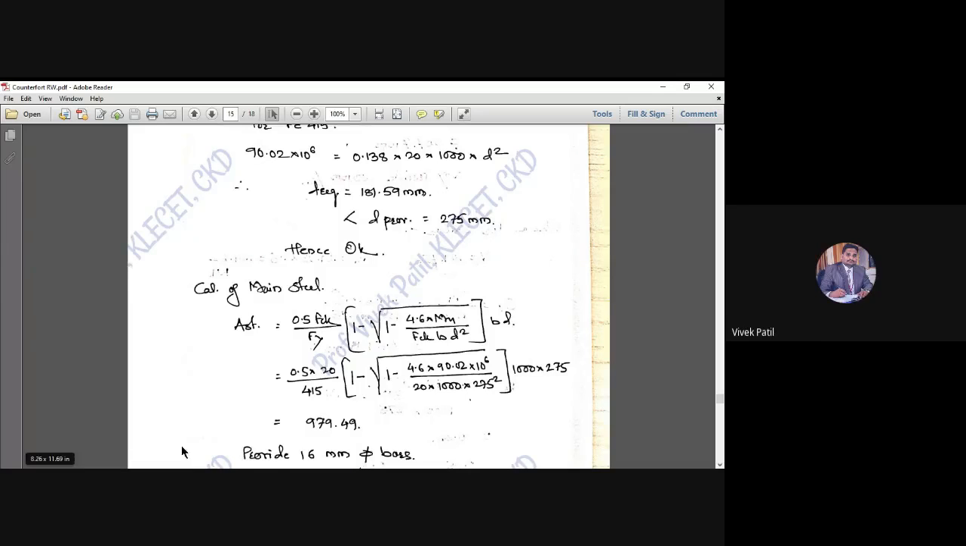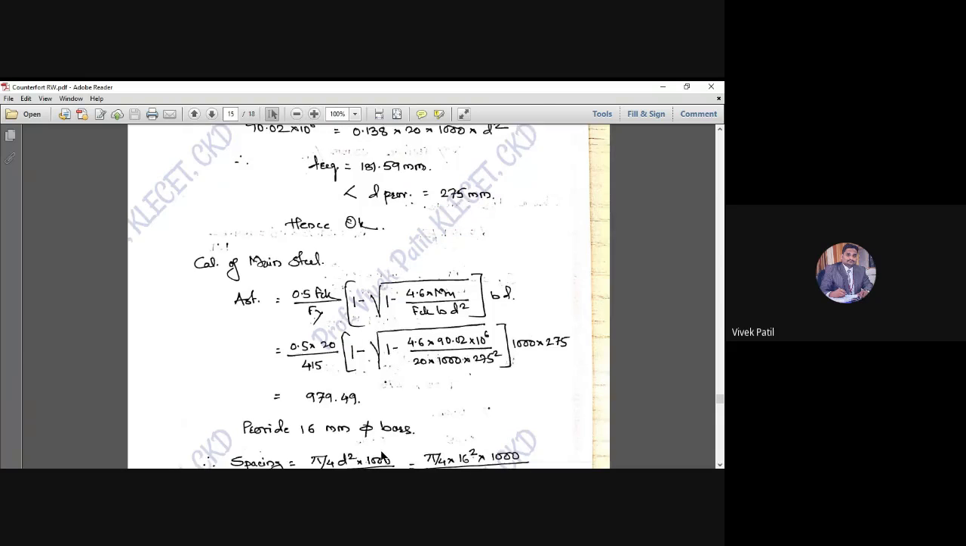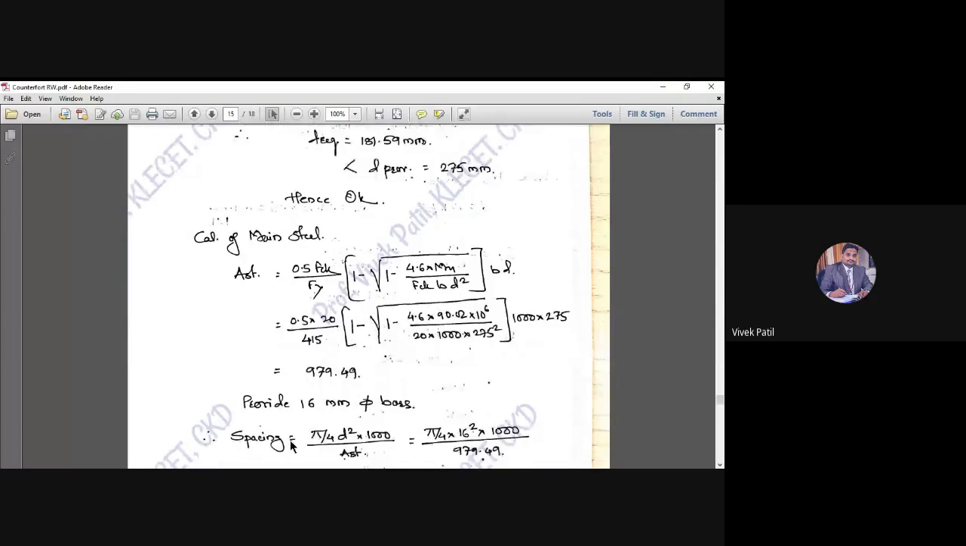Okay, so we'll provide 16 mm 5 bars. Let us see what the spacing is for these 16 mm 5 bars with the AST, whatever it is calculated, 1003 point or 1002 point something. Just check what spacing you opted. 200.23, 200.44, sir.